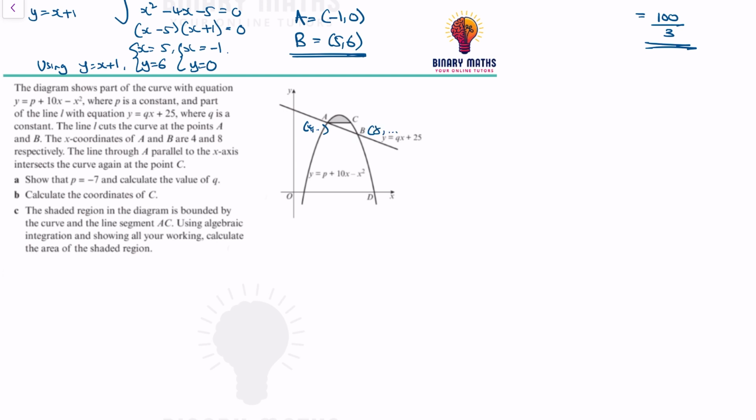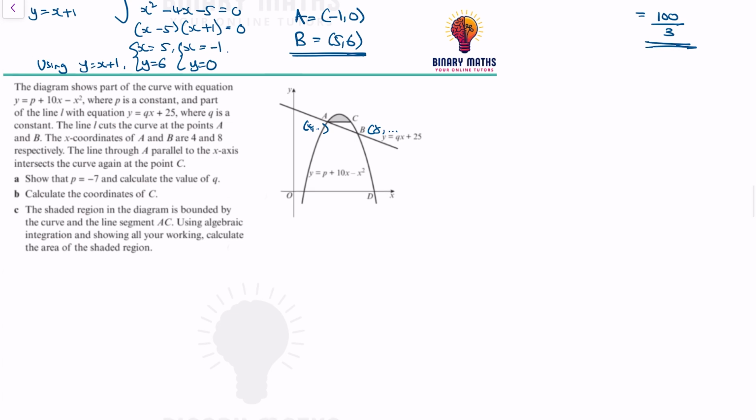The line through A parallel to the x-axis intersects the curve again at the point C. Show that p is equal to minus 7 and calculate the value of q. So because we're trying to find two unknowns, and we know 2 points where the curve intersects, we need to solve it simultaneously first.